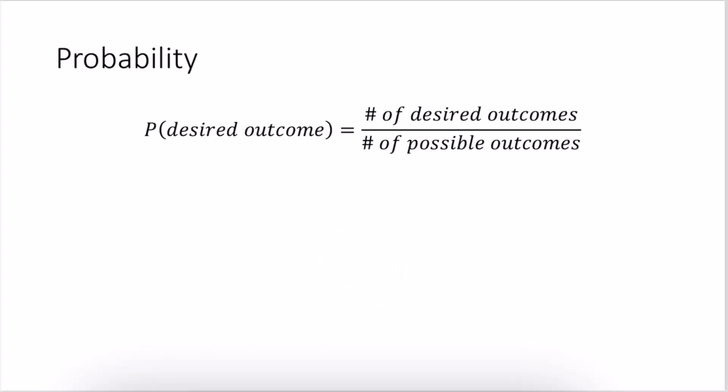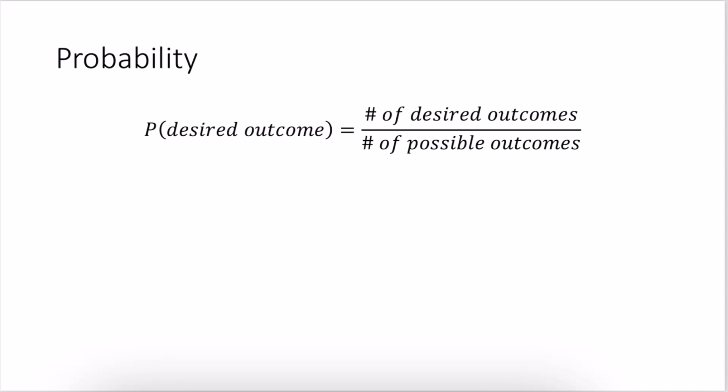Okay, so at the beginning of this unit, we started off with the idea of probability, where the probability of any desired outcome is calculated as a fraction, where the bottom part of the fraction is the number of possible outcomes, and the top part is the number of desired outcomes.